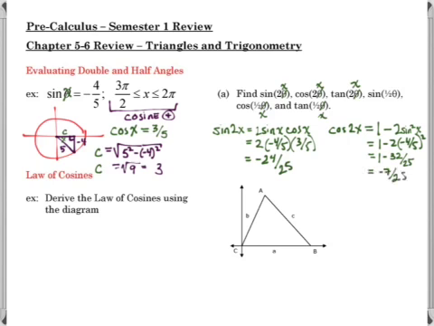-7/25. Now I do have an identity for tangent of 2x, but I can just take that as sine of 2x over cosine 2x, take the values I just found, and that gives me 24 over 7.